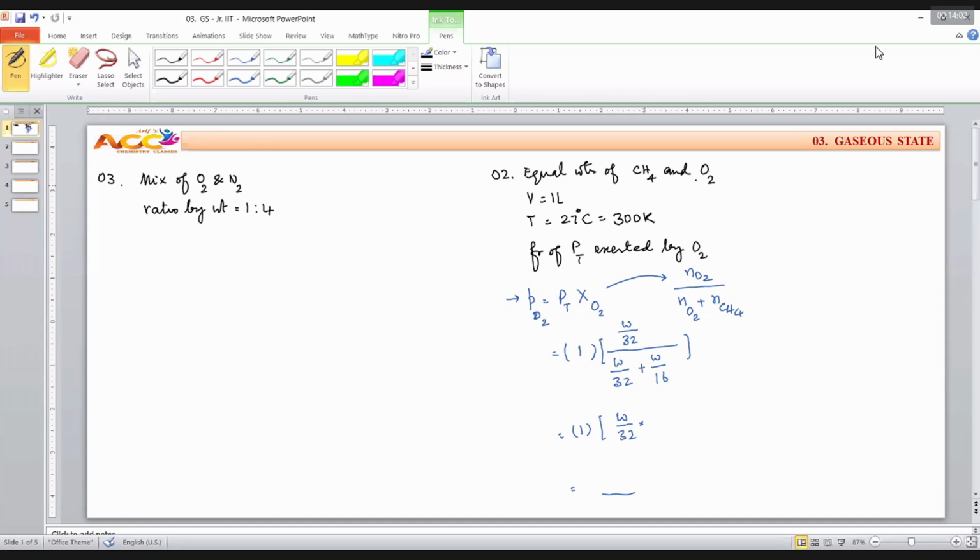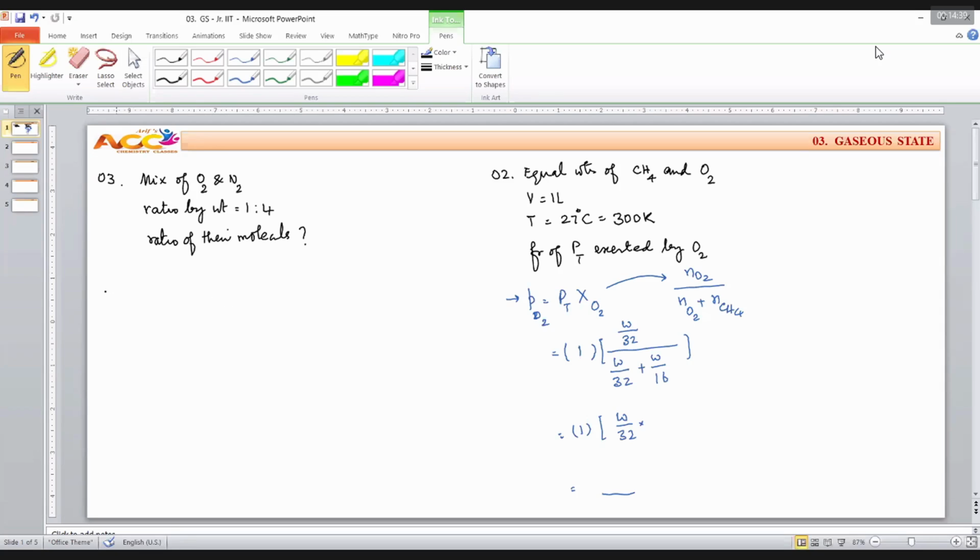Equal weights of methane and oxygen are in 1 liter container at 27 degrees centigrade. Find the fraction of total pressure. Come on. Ratio by weight of 1:4. If weight of oxygen is x grams, weight of nitrogen is 4x grams. Please be attentive in the class. Calculate the ratio of their molecules. This is not Dalton's law. Mixture of oxygen and nitrogen are in the ratio of 1:4 by weight.